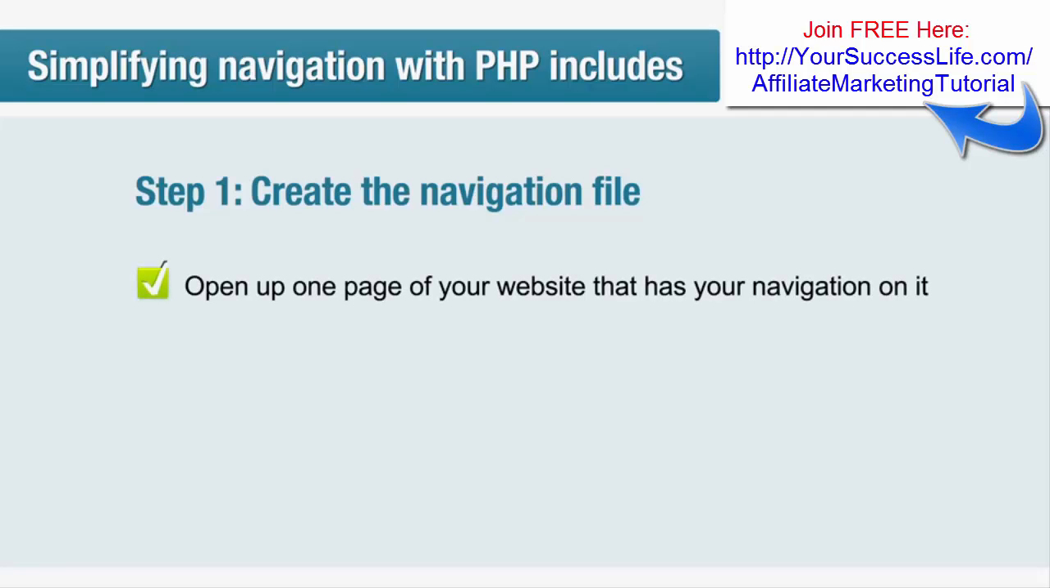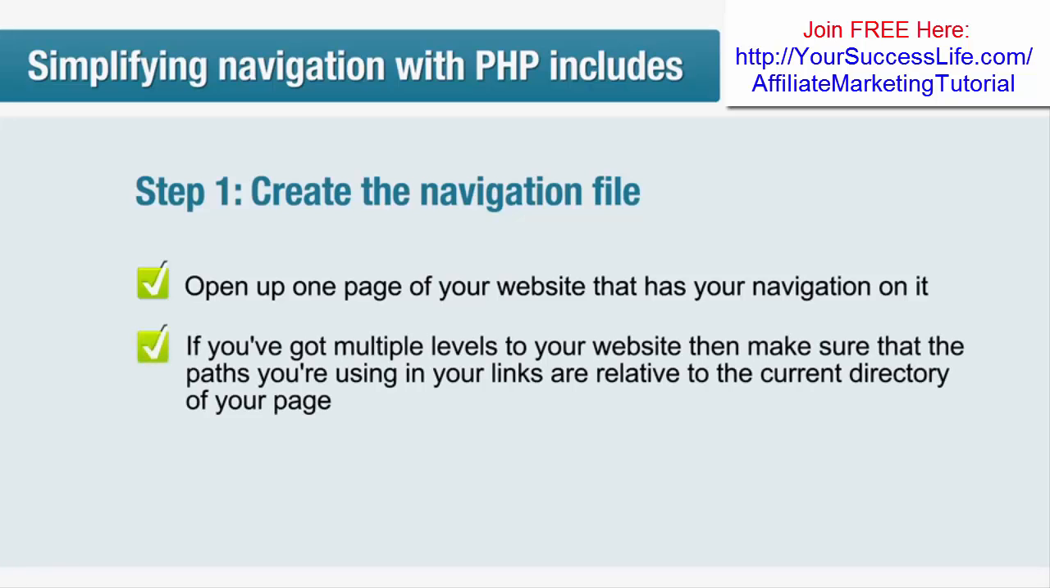Creating the navigation file. Open up one page of your website that has your navigation on it. Copy the navigation into a new HTML file. You'll probably want to do this in source view. Just grab all the HTML that comprises your navigation and paste it into a new file. If you're using an HTML editor like Dreamweaver, be sure to delete all the stuff that Dreamweaver puts into a new HTML document by default. This means the HTML head, body tags, etc. I.e., you want a completely blank page before you paste your navigation in.